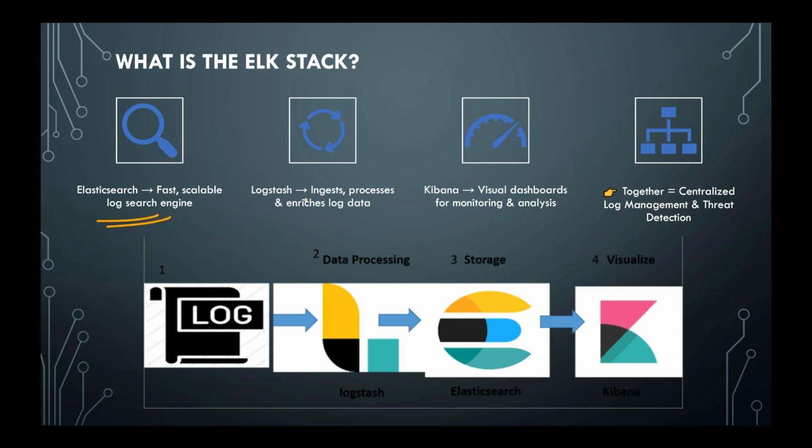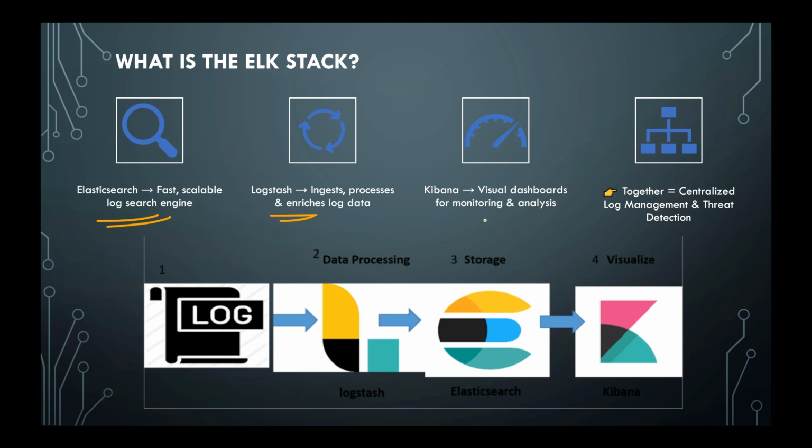All right, next, Logstash. Logstash is like your log prep chef. It takes raw log data from all kinds of sources, network devices, servers, applications, then processes it and sends it to Elasticsearch in an easily searchable format. Logstash can handle data parsing, filtering, and even enrichment. So you get logs that are both clean and structured.